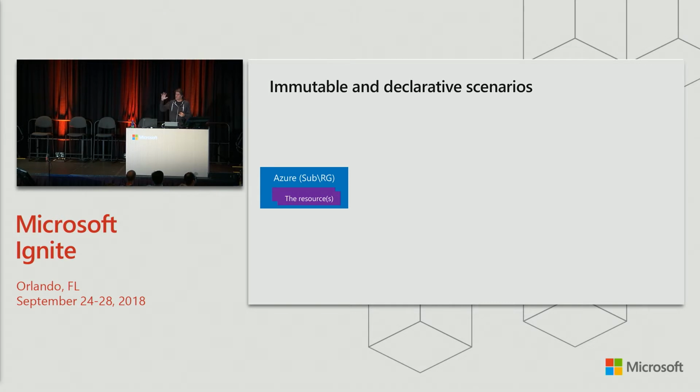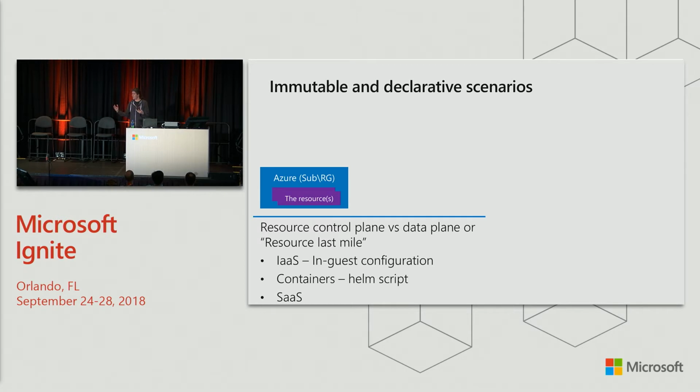But there are 3 scenarios that you need to think about as to how you will be declarative and immutable for these scenarios. And this is where it classically depends. The first area is underneath a resource, or the data plane of a resource, or sometimes I call it the last mile of a resource. So if you're creating a VM, how do you configure all of the in-guest configurations? If that VM needs to be part of a domain scenario, how is that virtual machine going to be joined to a domain?